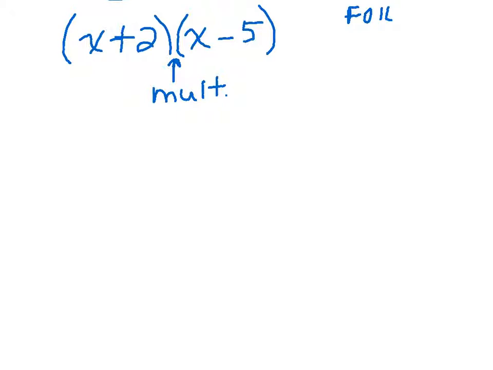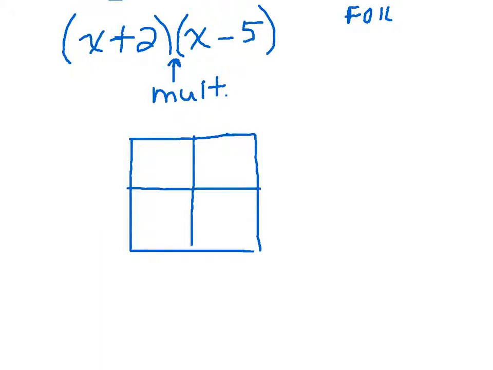We have two parentheses and two things in each parentheses, so we're going to draw a 2x2 box, like a window. And our goal is we're going to get all these little window panes to be filled in with certain things. The first parentheses is x plus 2, so we're going to put an x here, and a positive 2 there, because that's what's in the first parentheses. On our rows outside the window, we're going to put the second parentheses stuff. So we have an x here, and notice our 5 is negative, so we need to call that a negative 5.